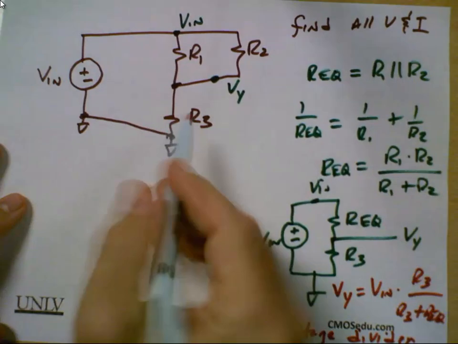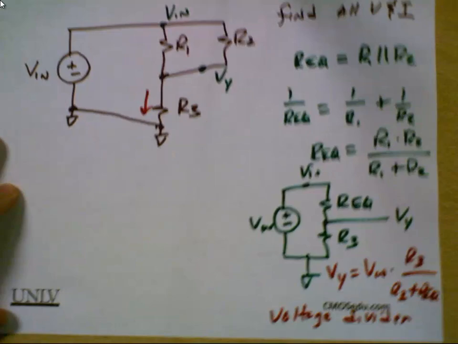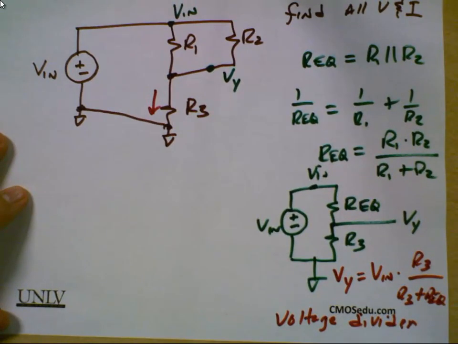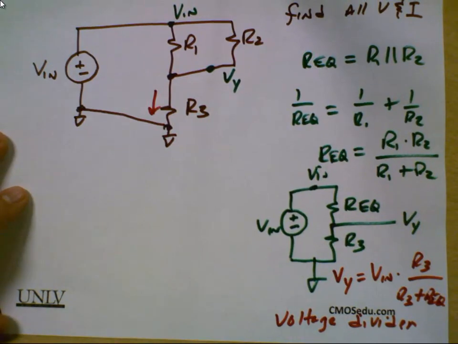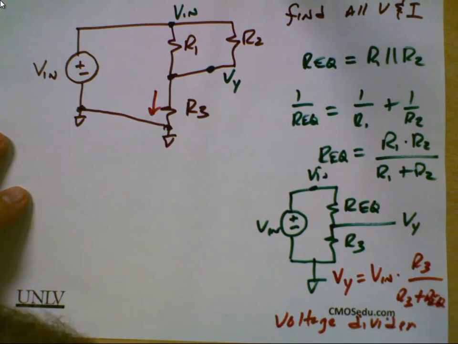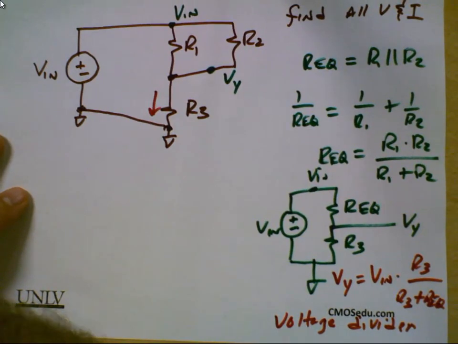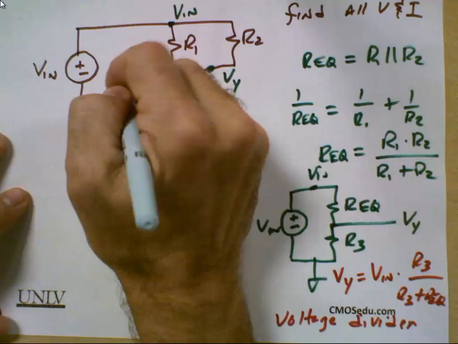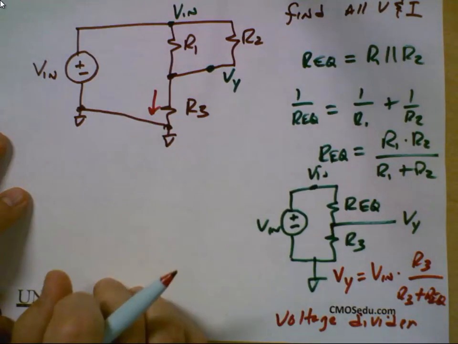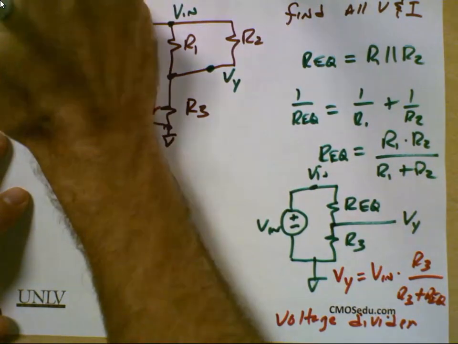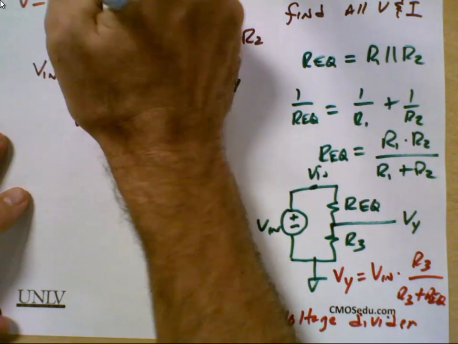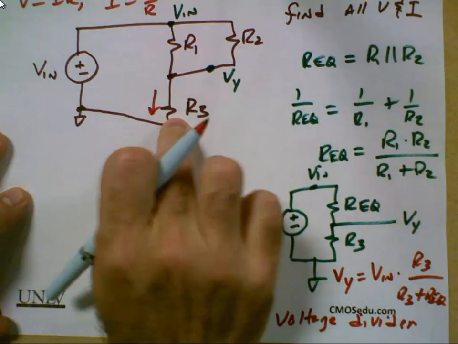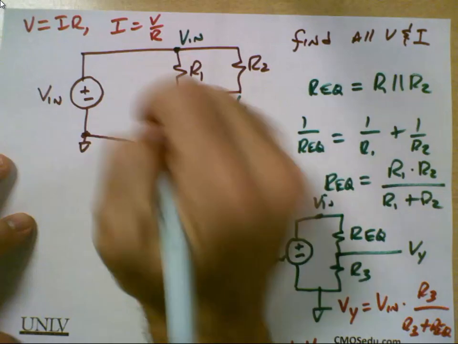If I come over here and I ask you, what is the current through there? We only know two things in this class: Ohm's law and voltage dividers. Well, I guess we know three things. We know equivalent resistances too, combining them. What's the current through here? Just in terms of VY and R3. I need V equals IR. So what's the current through there? VY over R3.